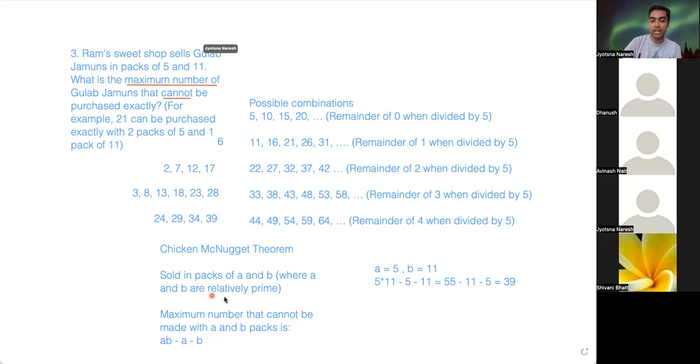One question: why do we need the relatively prime condition here? Why is this important? So let's say we have the numbers 4 and 8. If I sell these jamuns in packs of 4 and packs of 8, is there an answer to this question? Good. Why not?